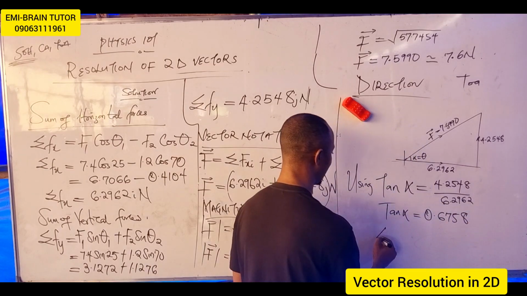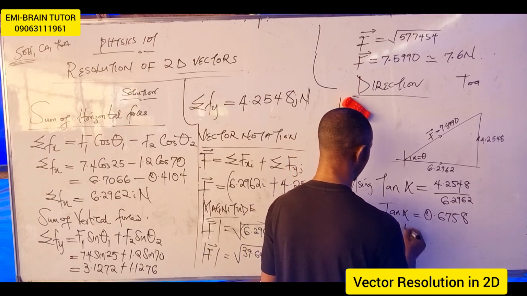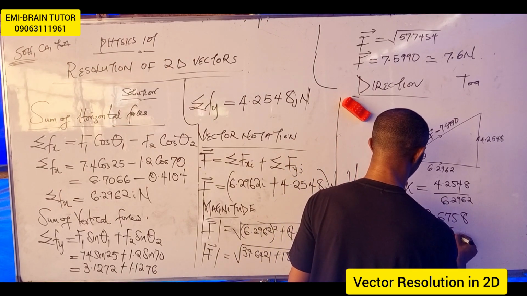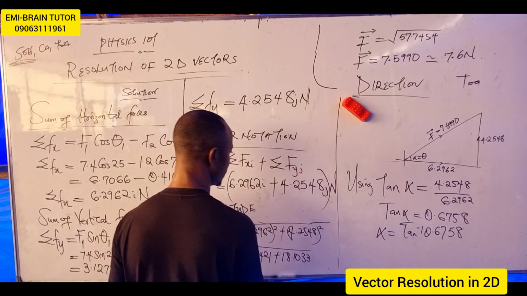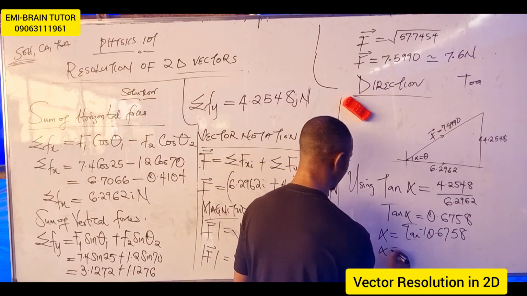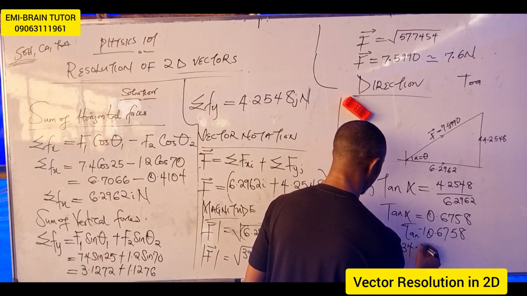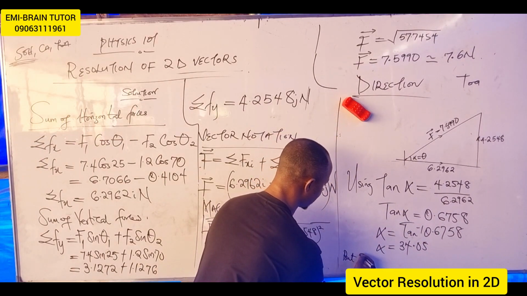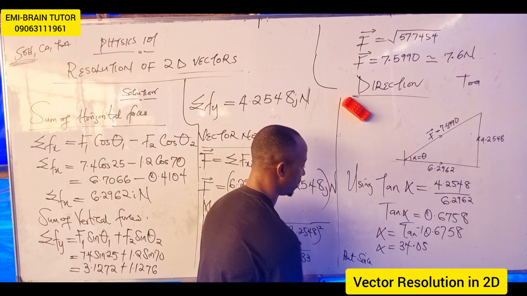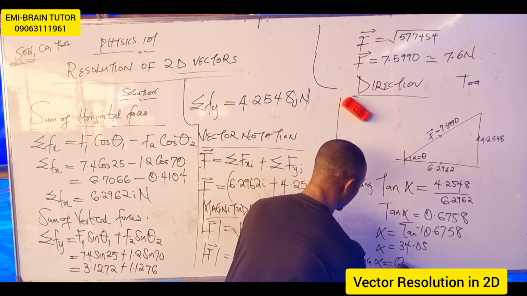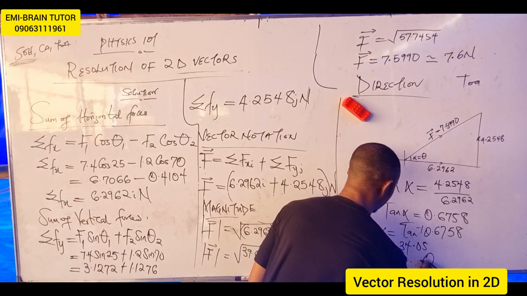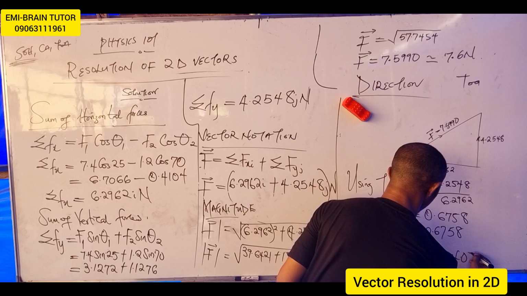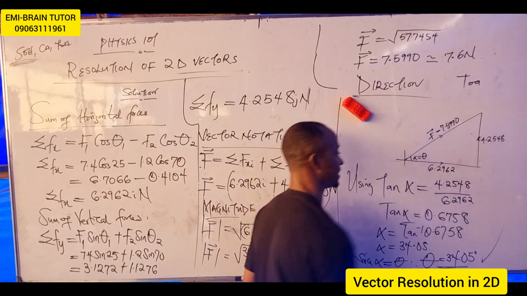So tan alpha equals 0.6758. So what do we have as alpha here? Tan inverse of 0.6758. What do you have here? 34.05, right? But since alpha equals theta, that implies your theta is equal to 34.05 degrees. Put it down.